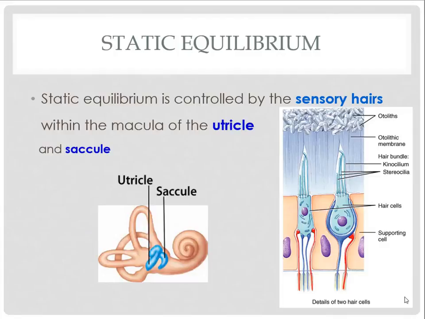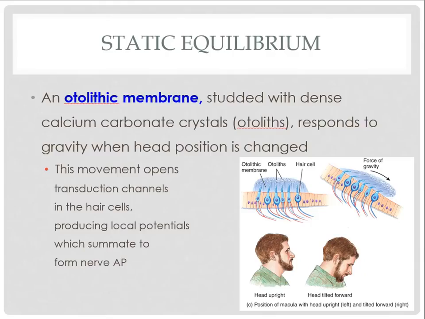Now, static equilibrium is controlled by the sensory hairs that we can see in the utricle as well as the saccule. In the image to the right, you can see the hair cells embedded within the macula. We see supporting cells that help support, just like the supporting cells that we learned about in all of our other special senses. And on top of the hair cells are the stereocilia, which are projections on the apical side. Now, the otolithic membrane is a series of hairs where the stereocilia are embedded within. And on top of the otolithic membrane are these otoliths that we can see on the next slide over.